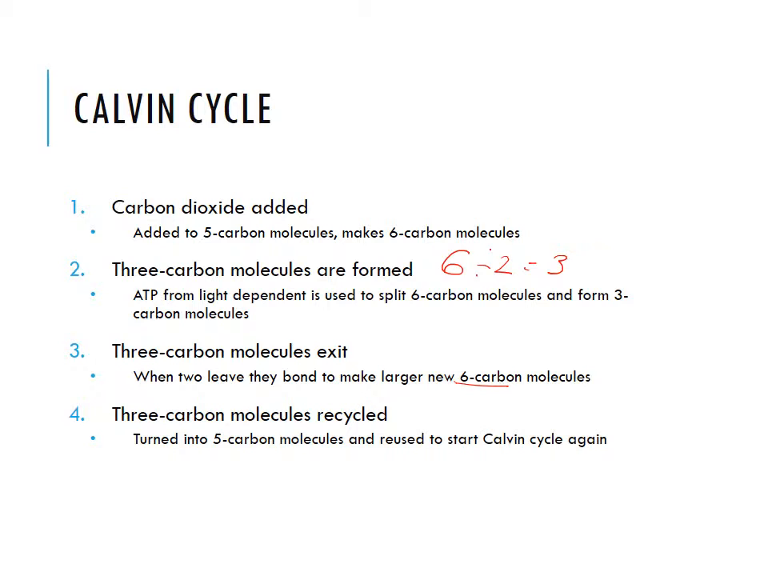And then for step 4, those 3-carbon molecules that were left behind are going to be recycled, and they will be turned into a 5-carbon molecule, which we will then reuse to start up the Calvin cycle again. Let's look at a picture to make things a little bit easier to understand.